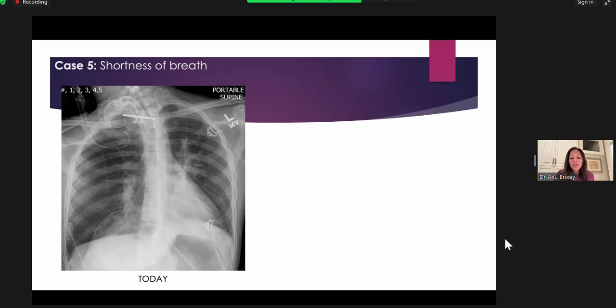Case 5 is a patient that presented with shortness of breath. This was a patient in the ICU. So this was a portable radiograph, and it's a supine radiograph. And I want you to just take a look at this radiograph. I think this is one of the most important cases. And if you get a chance to be able to put your diagnosis in the chat, I'll give you about 10 to 15 seconds to look at this, and then if you're able to tell me what you think this diagnosis is. This was new onset shortness of breath.